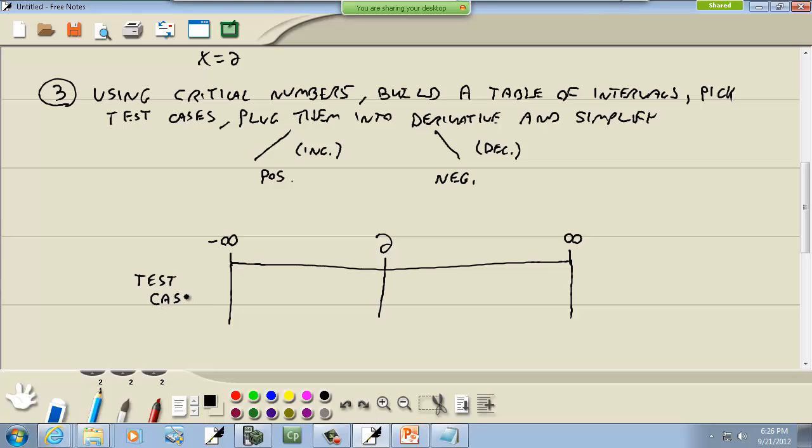Now we're going to pick test cases. And when I say pick a test case, we want to pick a number between negative infinity and 2. It does not matter what you pick. Try to pick something simple. 0 is pretty simple, so I'll pick 0. Now any value will work. If I'd picked x equals 1, x equals negative 50, x equals negative 57,312, that would work. Just as long as it's between negative infinity and 2. But again, pick a simple number to work with. Over here, in this interval from 2 to infinity, I want to choose a number like x equals 3 or x equals 4. Doesn't matter what you pick.